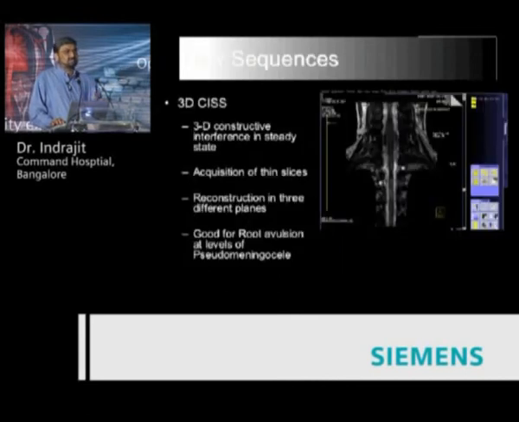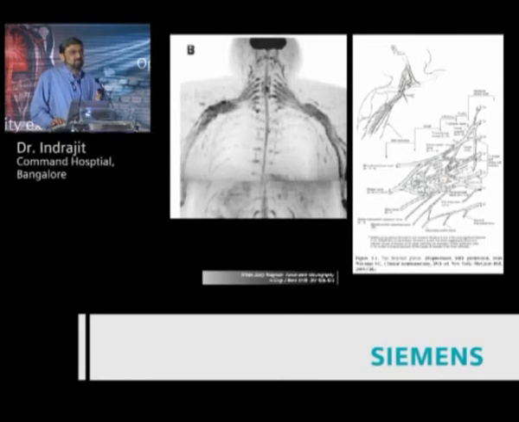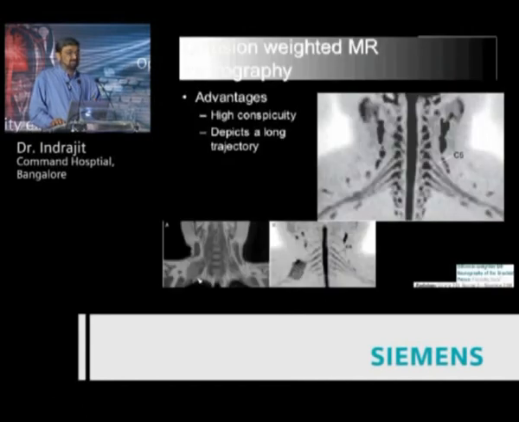New sequences, CISS, etc. are very good for the nerve roots, and one can apply in particular the pseudomeningocele and Nagano classification and various aspects of analysis at each of the roots. There is something called neurography using diffusion, which is coming in a very big way. The whole body neurography, a lot of studies are being conducted, and the advantage is that the entire human body's nerves are analyzed with a little bit of conspicuity and a long trajectory of the nerves.